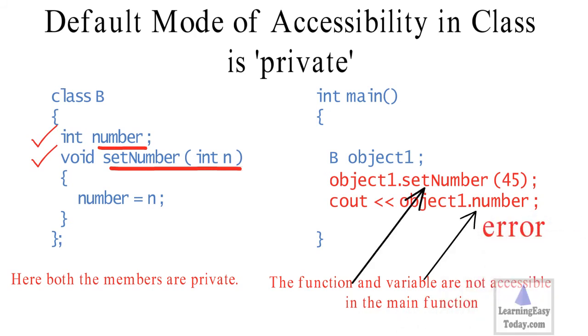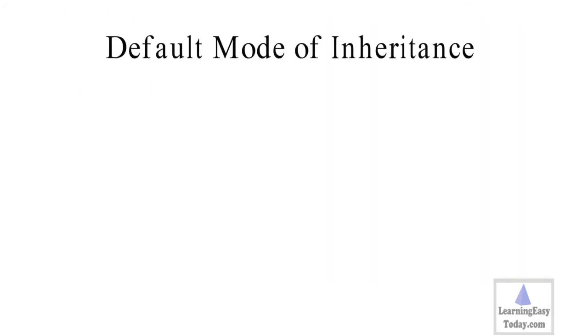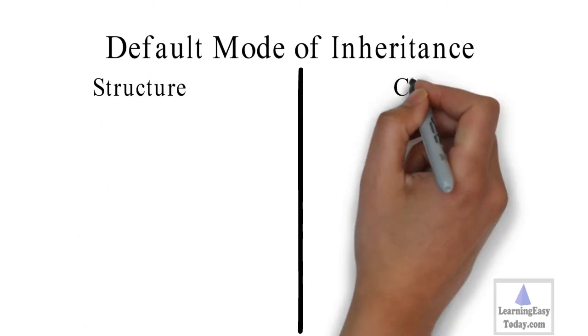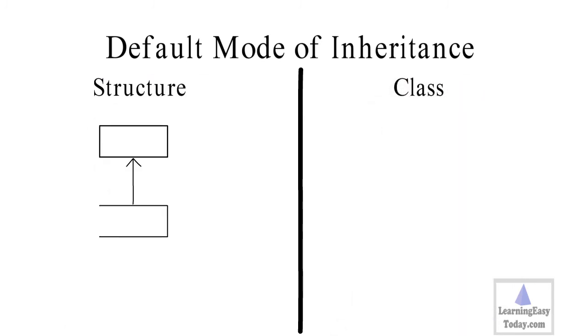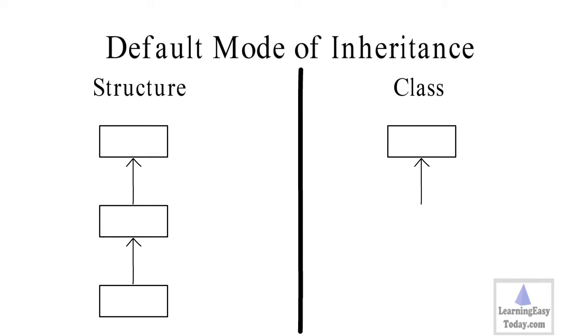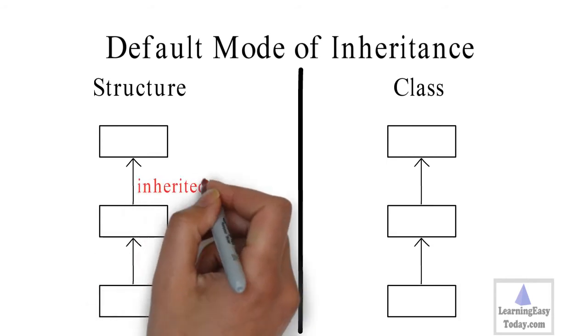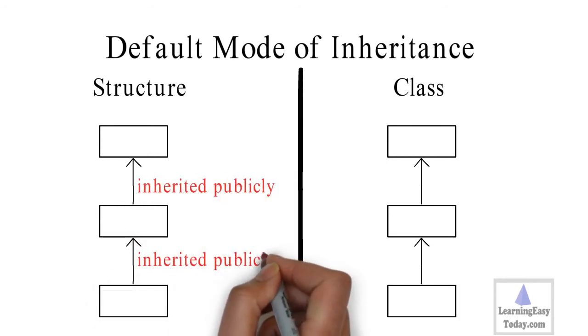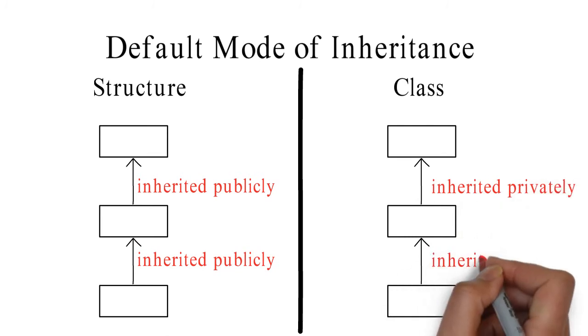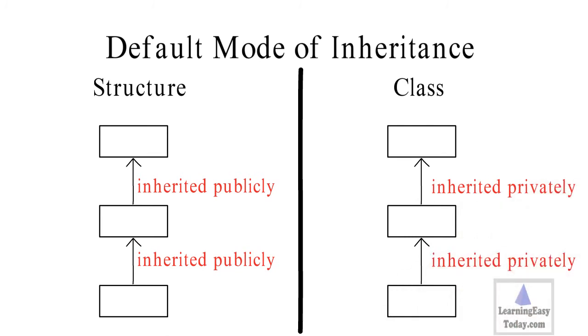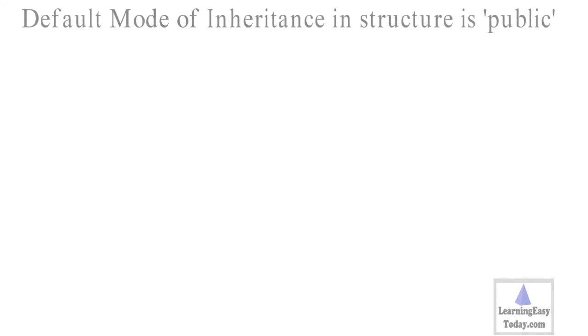Another major difference between structure and class is found in inheritance. The default mode of inheritance for structure is public while for class it is private. It means, if we do not specify the mode of inheritance for structure, the default mode of inheritance will be public. And if we do not specify the mode of inheritance for class, the default mode of inheritance will be private. Let's see the example code for structure.